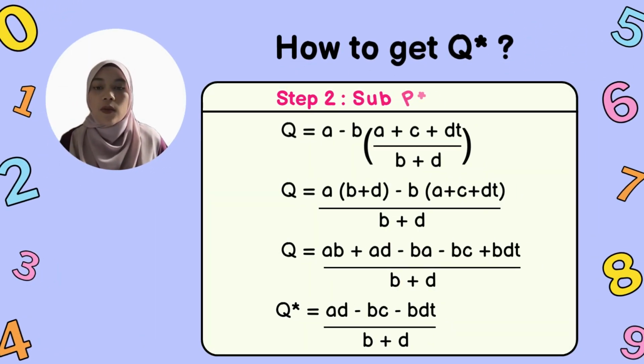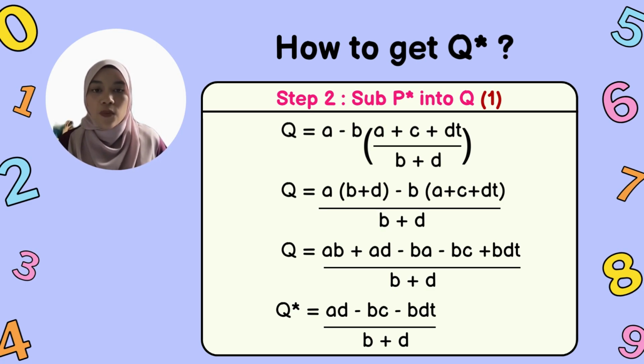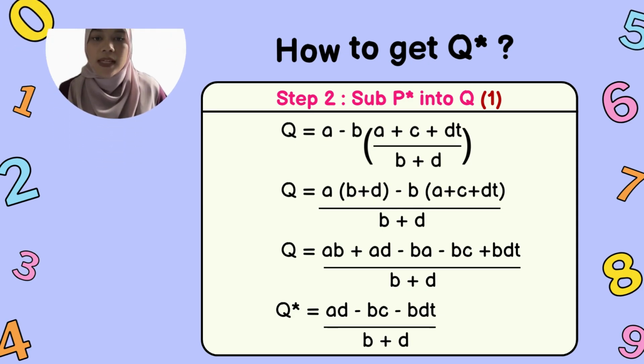Then we need to find the quantity equilibrium. So substitute the price equilibrium into the first equation, which is Q equal to A minus BP. Then replace P with the P star that we got before. Then it turns to Q equal to A minus B times A plus C plus DT divided by B plus D. Then after a few steps, we will get the final answer, which is Q star equal to AD minus BC minus BDT divided by B plus D.